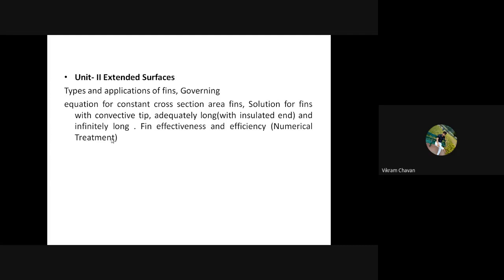The first assumption is a very long fin length. Then, if the end of the fin is insulated, what will be the heat transfer condition? Then if there is no insulation on the fin tip, what will be the heat transfer condition? So there are 4 to 5 derivations on this point, and we deal with effectiveness and efficiency in this extended surfaces section.